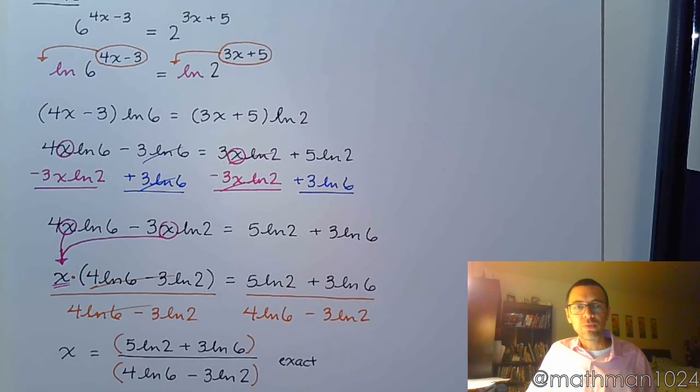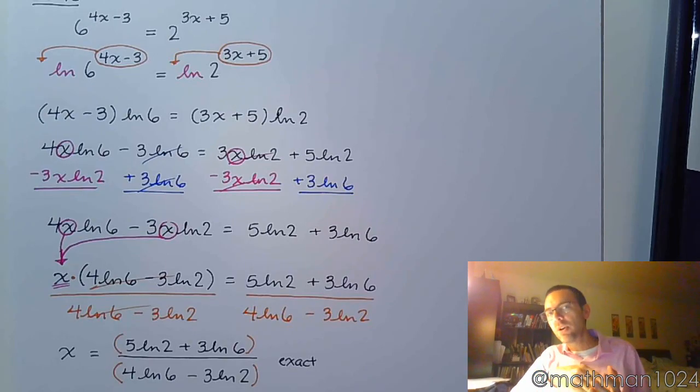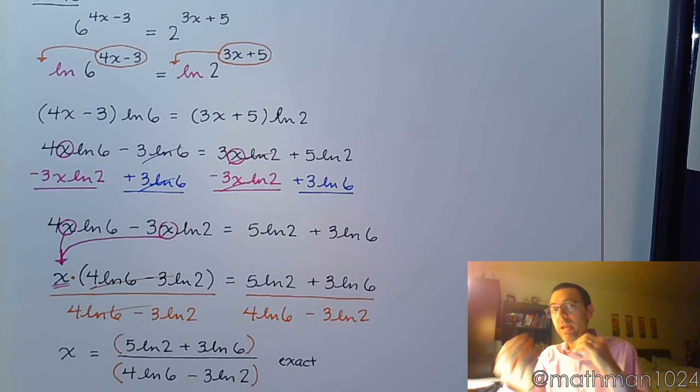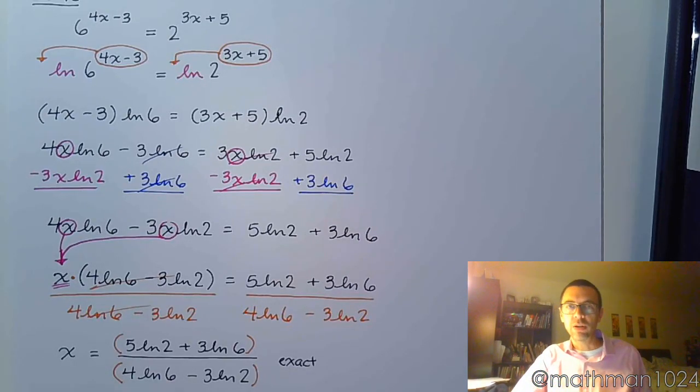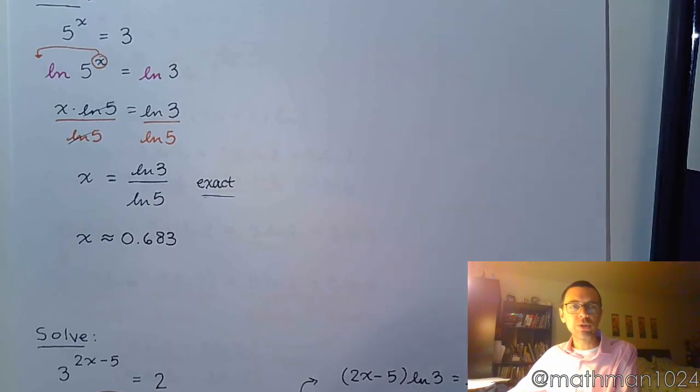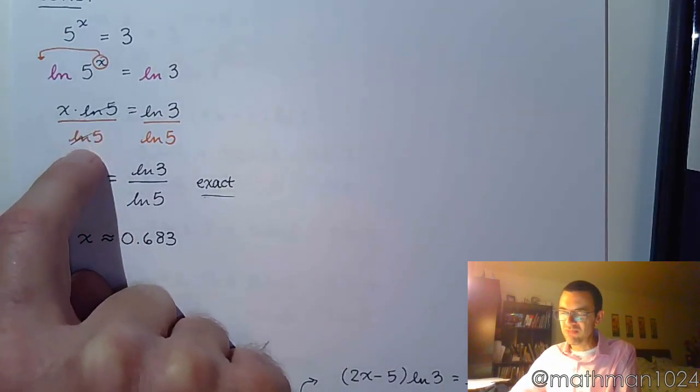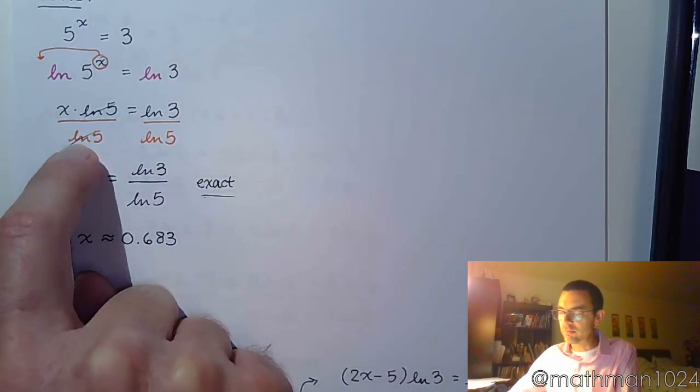All right, so the big takeaway here is that if you can't get the same base on both sides, you apply logs, whether it's the common log or the natural log, and you go through the process of trying to get x by itself. Sometimes there's not much to do to get x by itself. Just here we divided by the natural log of 5.